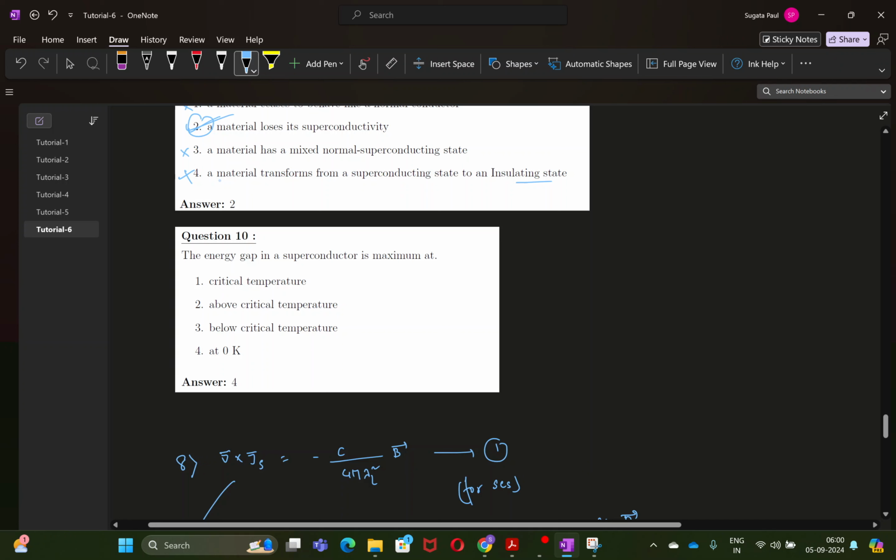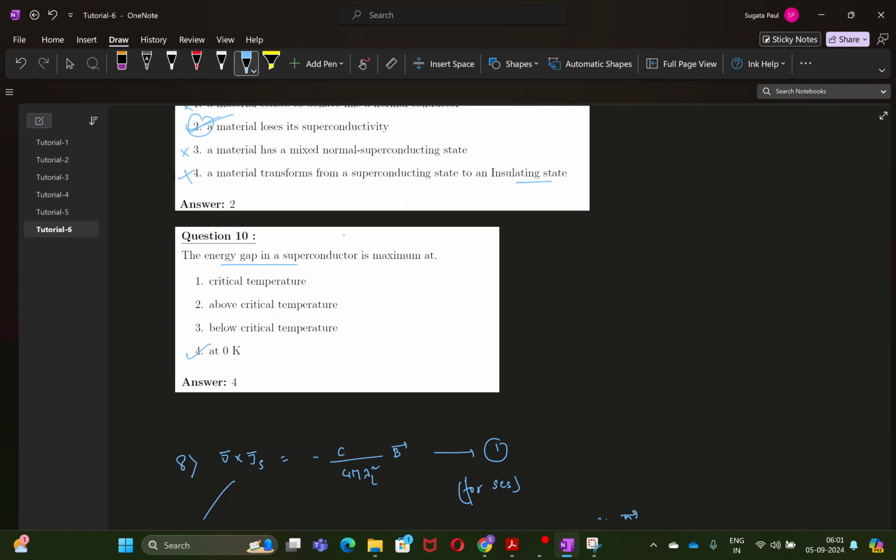Then question number 10 says that the energy gap in a superconductor is maximum at: 1, critical temperature; 2, above critical temperature; 3, below critical temperature; and 4, at 0 Kelvin. So you choose 0 Kelvin as the correct answer. That is because the superconducting gap measures how strong the superconductivity is in the system. If you increase the temperature, you are trying to destroy the superconductivity. As you approach the critical temperature Tc, you are transforming into a normal metallic regime, so the superconductivity is completely lost, and there will be no energy gap beyond Tc.